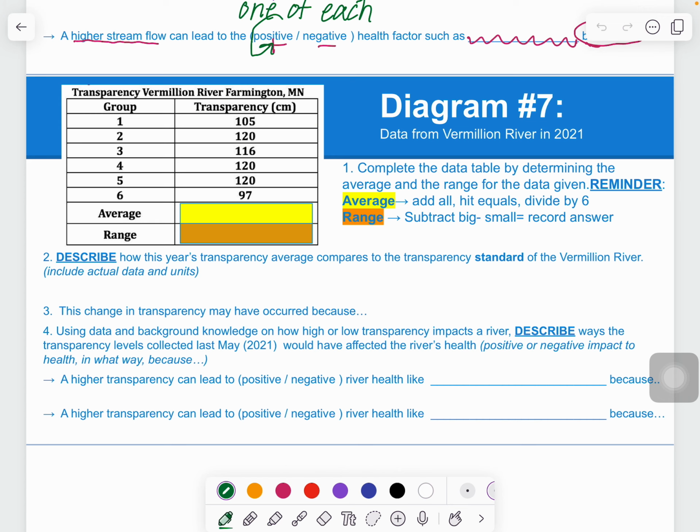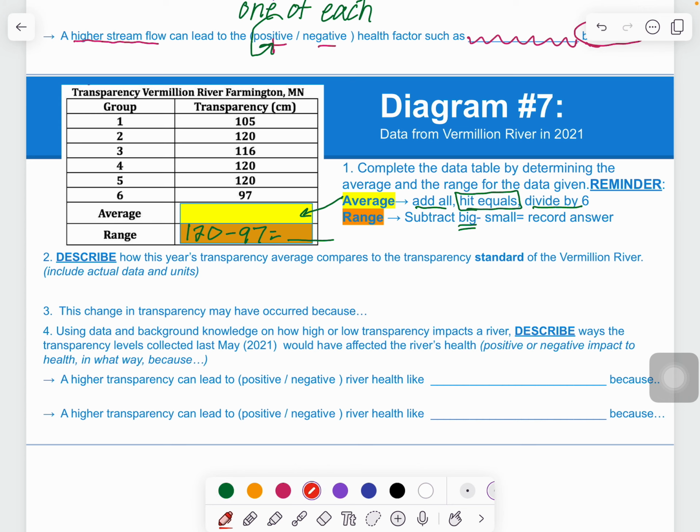So you're going to go ahead and calculate your averages. So pull out that calculator, add them all up, hit equals, that's an important step, and then divide by 6 because we have 6 groups. And then figure out what that range is. So take that biggest number, looks like 120, minus the smallest number, 97, that should be there, and then hit equals. So it's a math problem and an answer. So all of that should be written in the range.